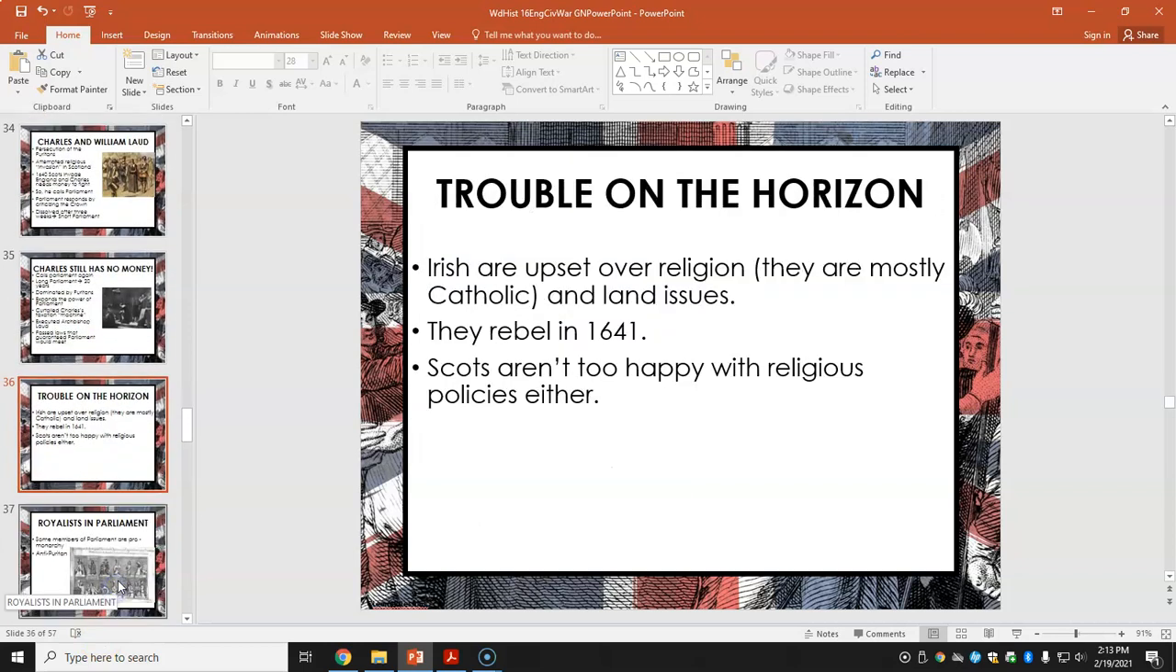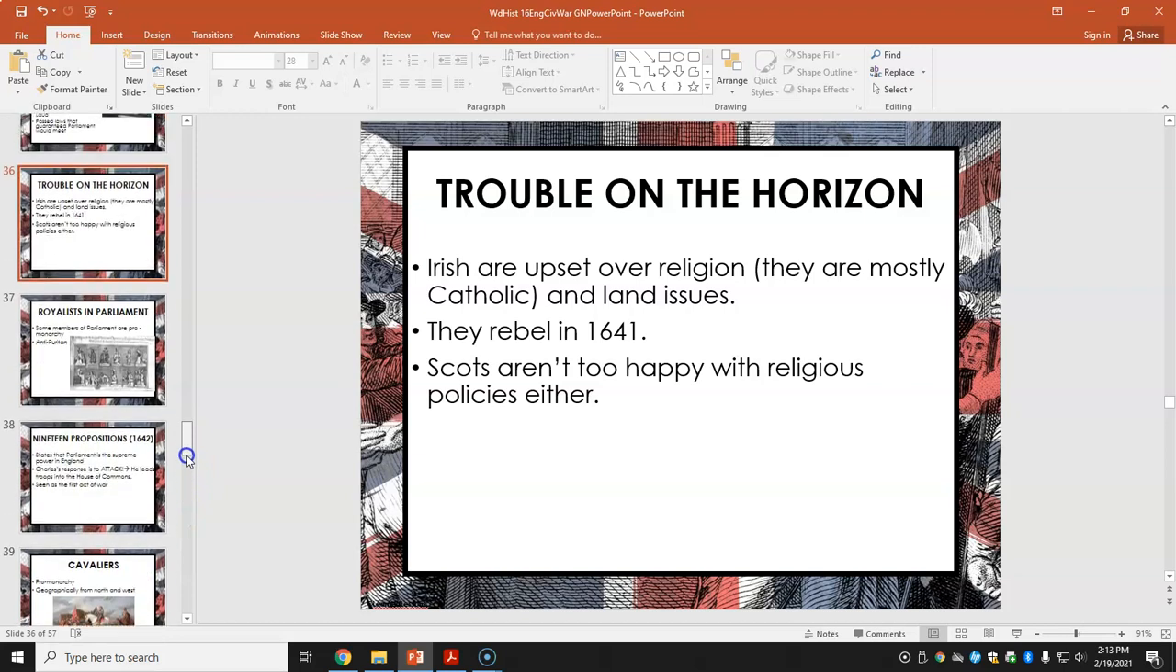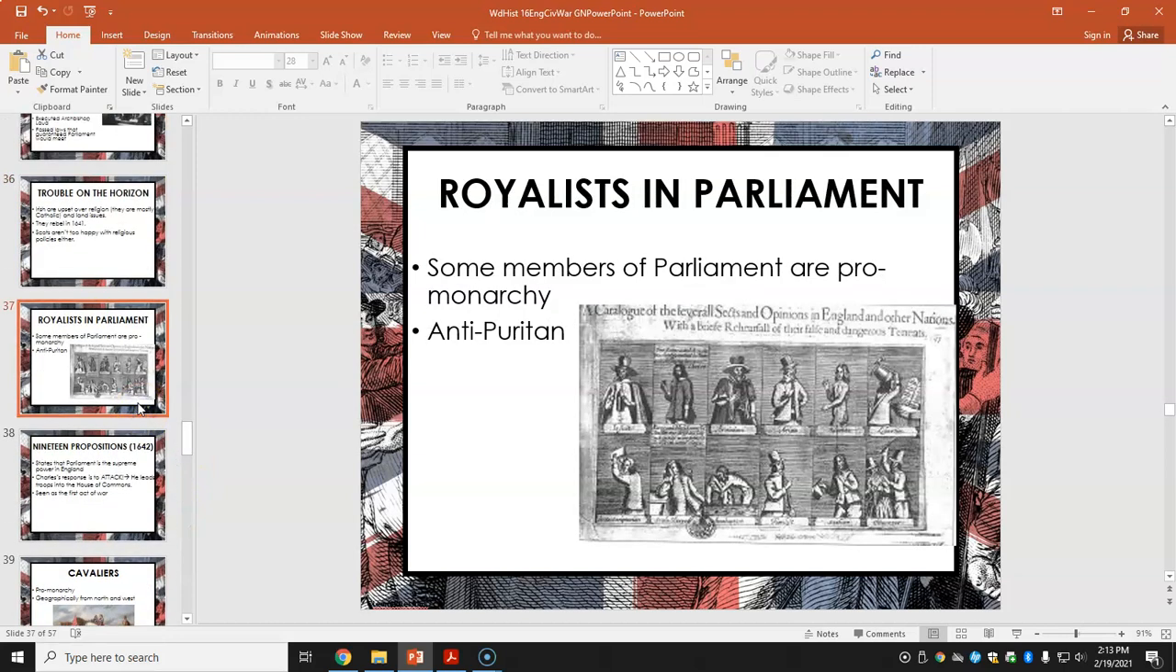Now, there's going to be big trouble on the horizon. The Irish are upset over religion. They're mostly Catholic, and they're also upset over land issues, so they rebel in 1641. Scots aren't too happy with religious policies either. Okay, so again, remember there's this disunity between religious beliefs. You've got Puritans, you've got Catholics, you've got Protestants, you've got Church of England, and they're all in dispute. This is where we get to the royalists in Parliament. So some members of Parliament are actually pro-monarchy, and they are anti-Puritan because the monarch did not support Puritans at this point.